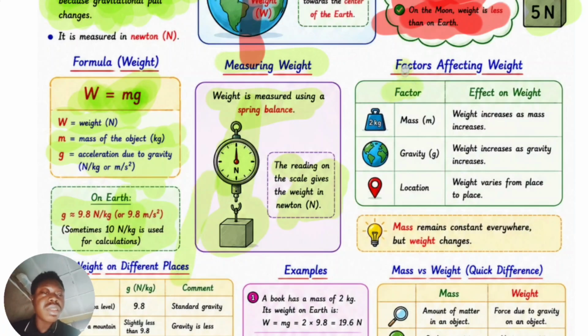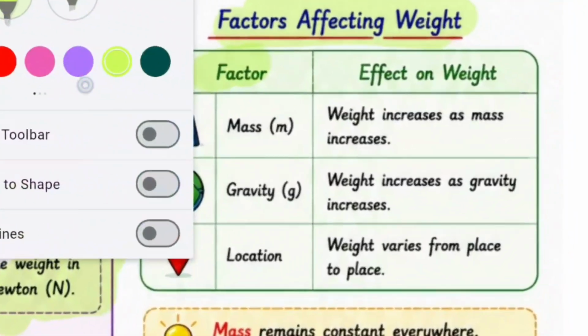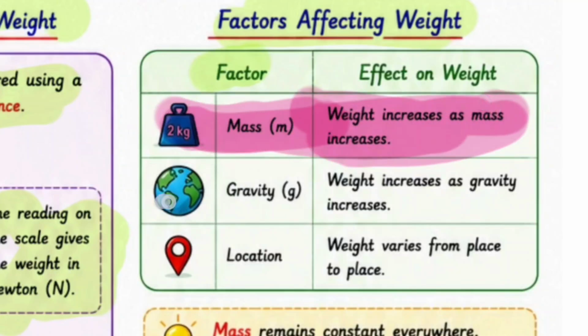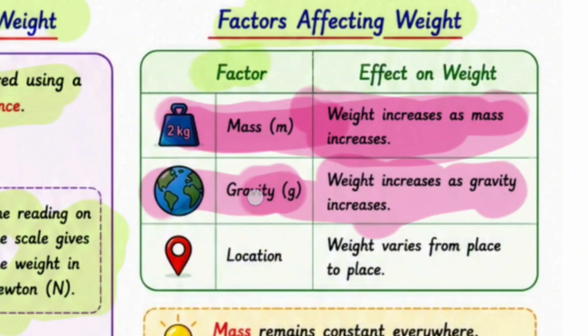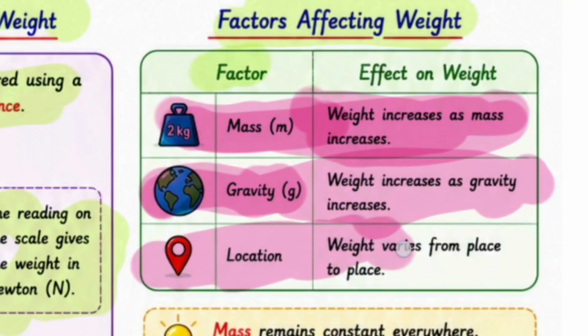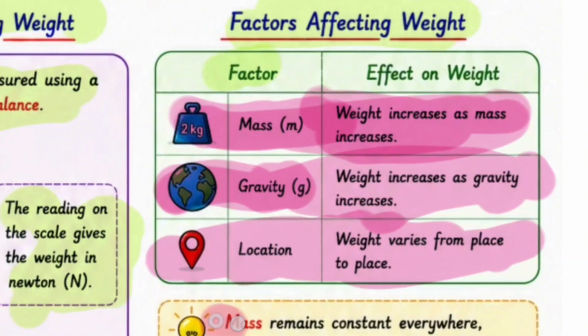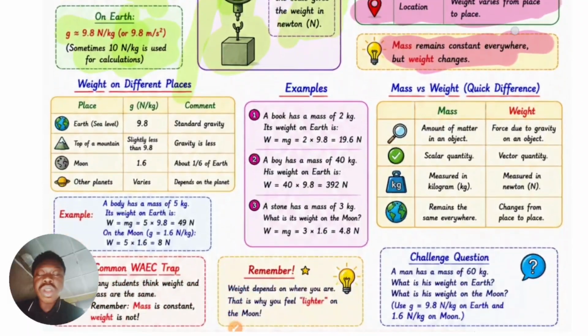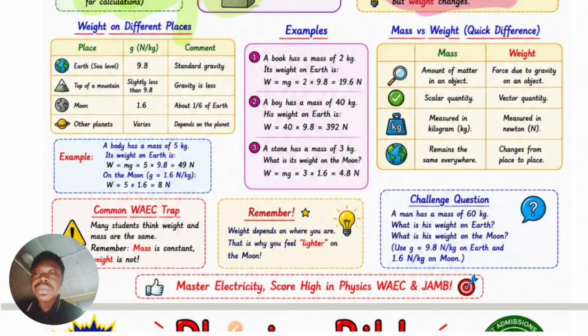What are the factors affecting weight? Factors that affect weight include the mass. Weight increases as mass increases. Then gravity affects weight: weight increases as gravity increases. What also affects weight is the location, your position on the earth. Weight varies from place to place. So mass remains constant everywhere, but weight changes drastically with your position on the earth.